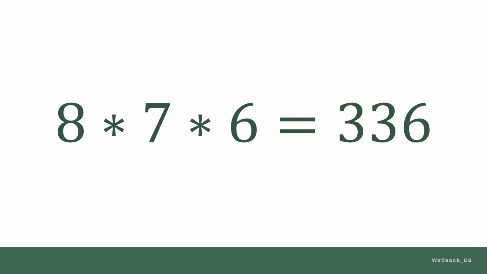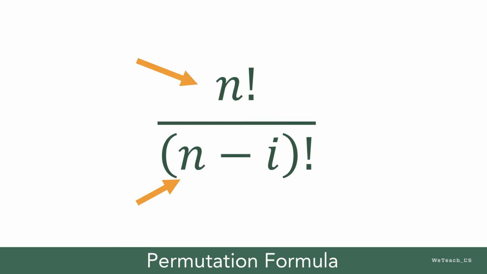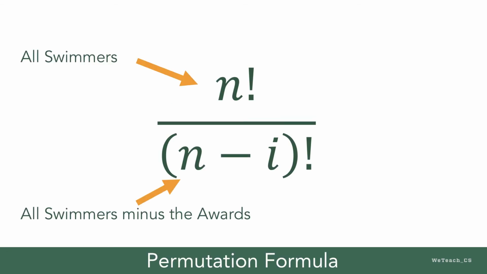Simplifying 8 factorial divided by 5 factorial gives us the number of possible ways we could distribute 3 medals to 3 swimmers out of a total of 8 swimmers. There are 336 possible ways. The permutation formula will allow us to get a better grasp on this concept. N represents the number of items, which is the swimmers in this case, that we have to choose from, while I represents the number of items we want to pick in a certain order. In this case, awards we have to hand out.